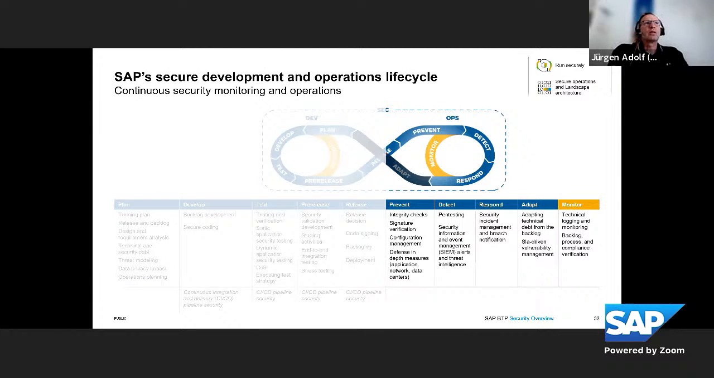So that's what we do to prevent and to have security, continuous security monitoring and operations. To prevent, we have the checks, signature verification. To detect, we have the pen testings, we have the SIEM system in place. To respond, we have the security incident management and breach notifications, which we send out. And we adapt so that we get better over time with our vulnerability management, and we monitor everything.